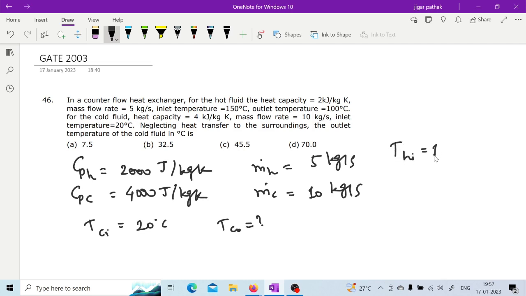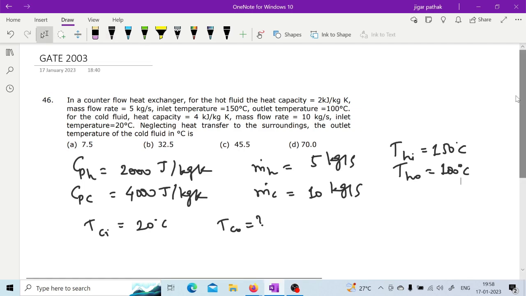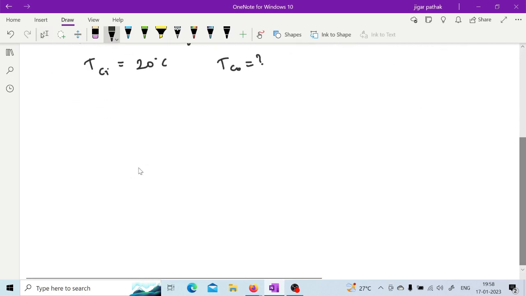THI is 150 degree centigrade, THO is 100 degree centigrade. So once you have all this data, you can simply equate the heat transfer in hot fluid and cold fluid, right? That is nothing but MC delta T for hot fluid and cold fluid, right?